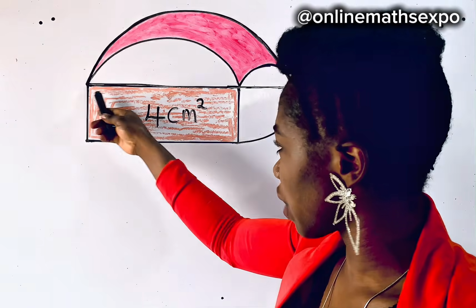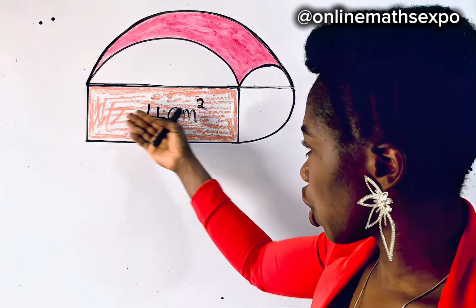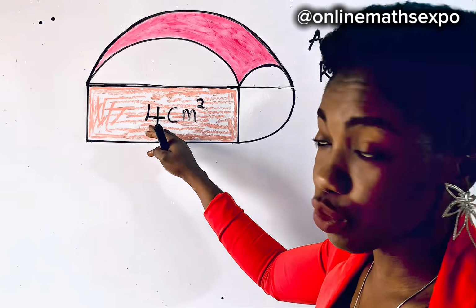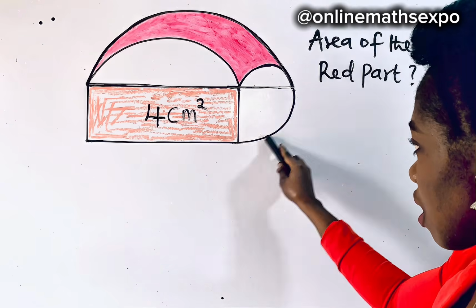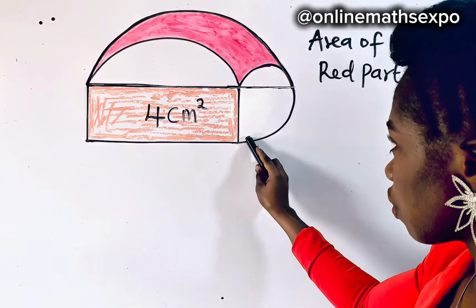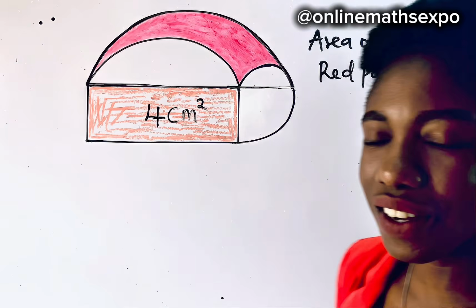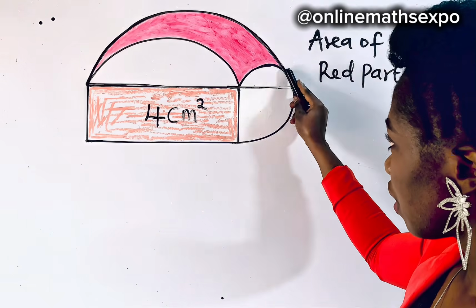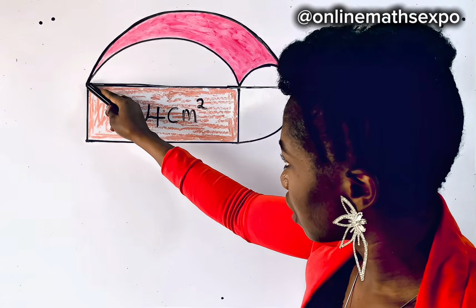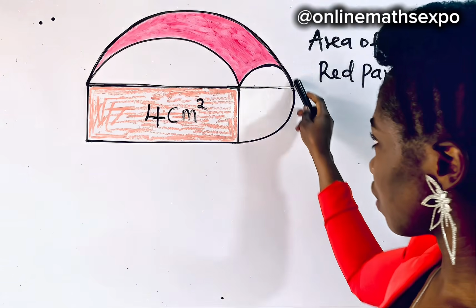We are given a rectangle. You see that the area of this rectangle measures 4 square centimeters, and this is a quarter circle. This is a quarter circle, and on top are 3 unequal half circles. This is the big one, and this is the bigger one. Then we have the biggest one.